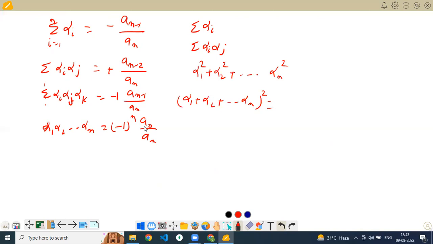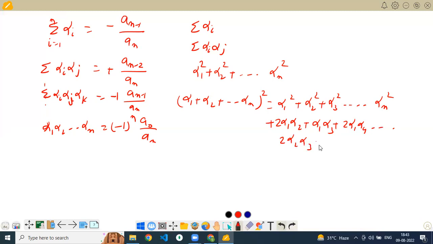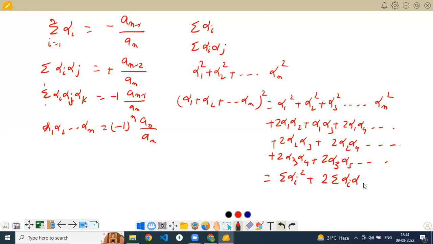Alpha 1 plus alpha 2 plus ... alpha n, whole square, will be equal to alpha 1 square plus alpha 2 square plus alpha 3 square ... alpha n square, plus twice of alpha 1 alpha 2 plus twice of alpha 1 alpha 3 plus twice of alpha 1 alpha 4 ... twice of alpha 2 alpha 3 plus twice of alpha 2 alpha 4 ... plus twice of alpha 3 alpha 4 plus twice of alpha 3 alpha 5, like this, which can be simply written as summation of alpha i square plus twice summation of alpha i alpha j.